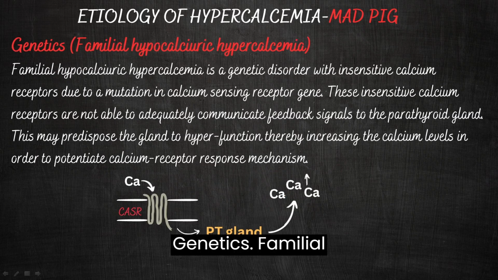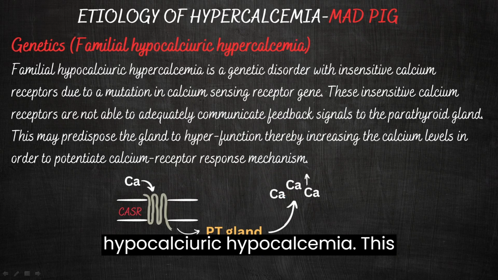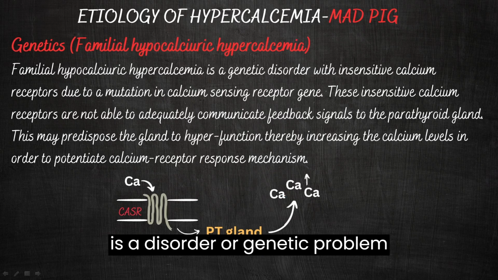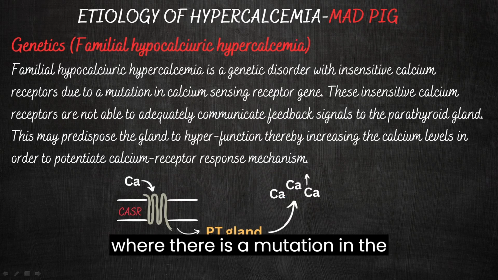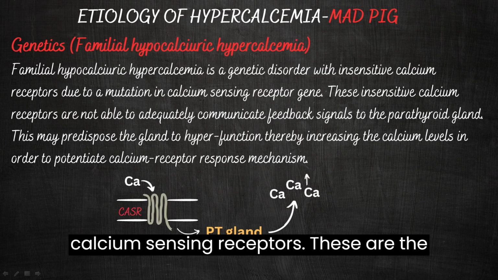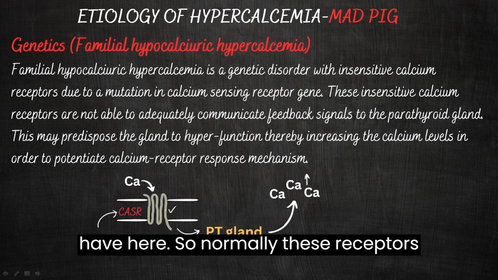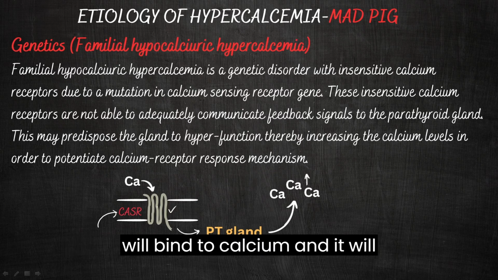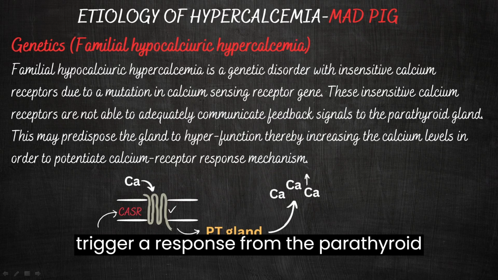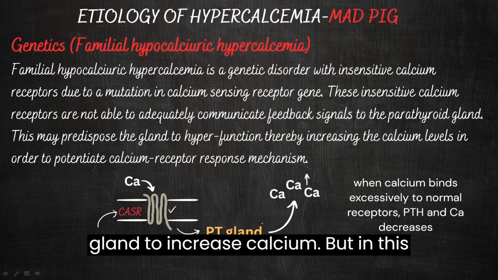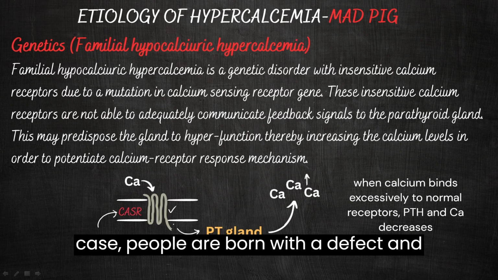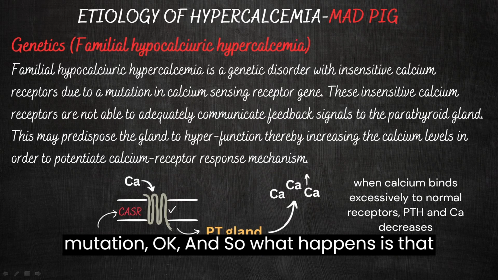Genetics. Familial hypocalciuric hypercalcemia. This is a genetic disorder where there is a mutation in the calcium sensing receptors. These are the calcium sensing receptors. That's what we have here. So normally these receptors will bind to calciums and it will trigger a response from the parathyroid gland to increase calciums. But in this case, people are born with a defect, a mutation.